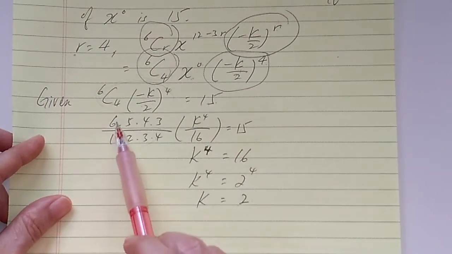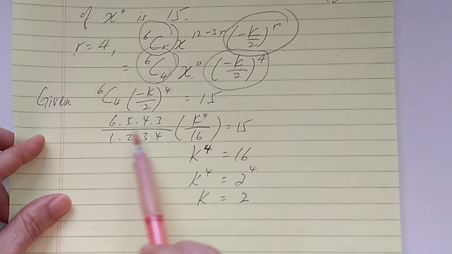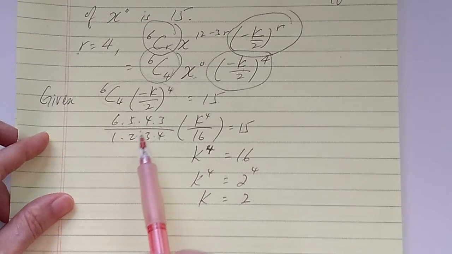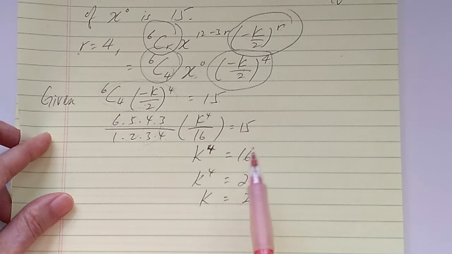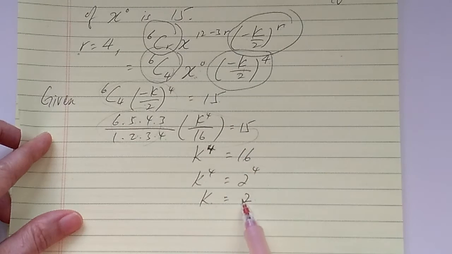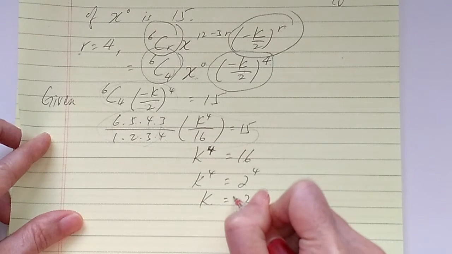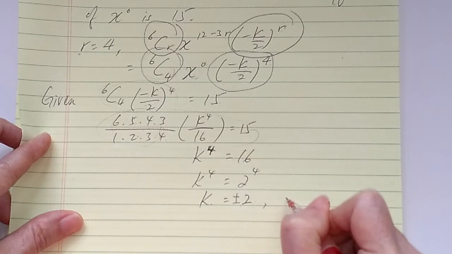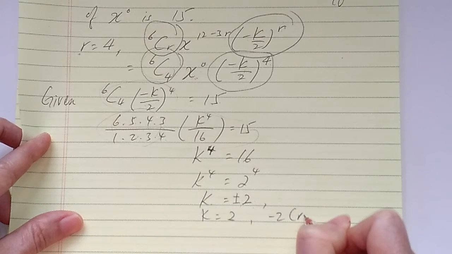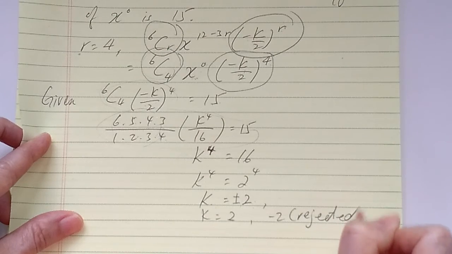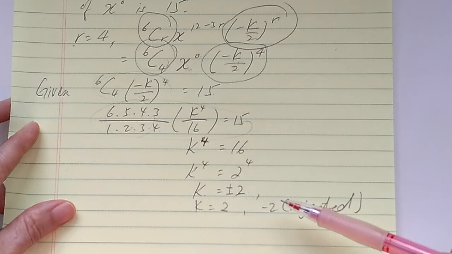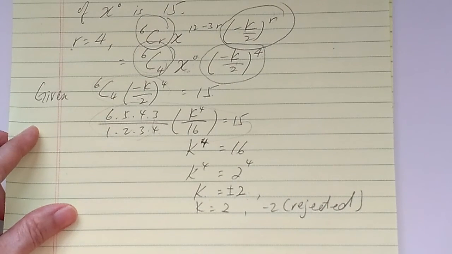So 6C4 is 6 times 5 times 4 times 3 over 1 times 2 times 3 times 4, which is over 4 factorial. You may also use a calculator to get the answer straight away. And then again tidy up the maths. We get k equals 2. In fact, we get k equal to plus or minus 2, but we want k positive. So k is 2. Minus 2 will be rejected because the given question says k must be positive. Positive constant. So that is the answer for k.